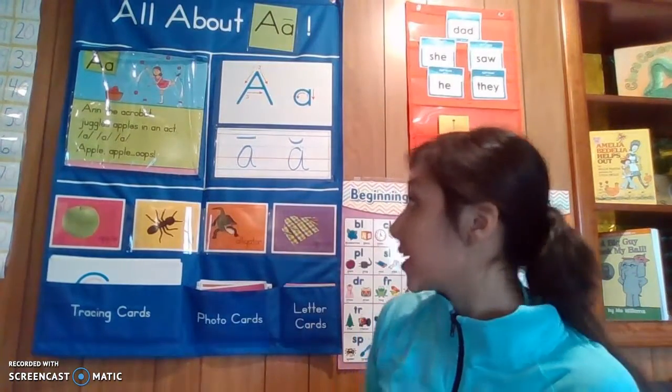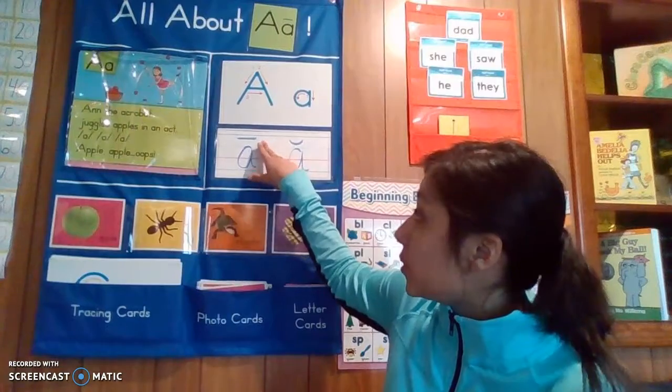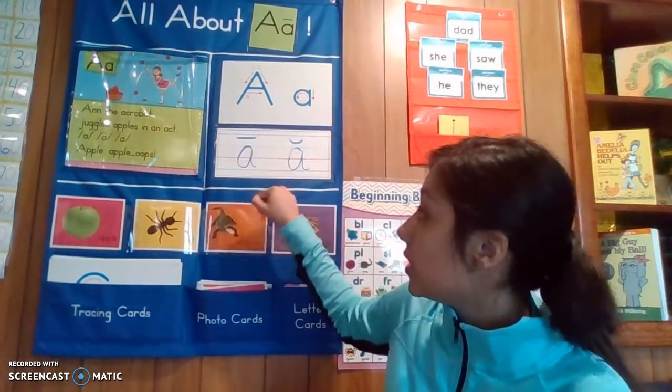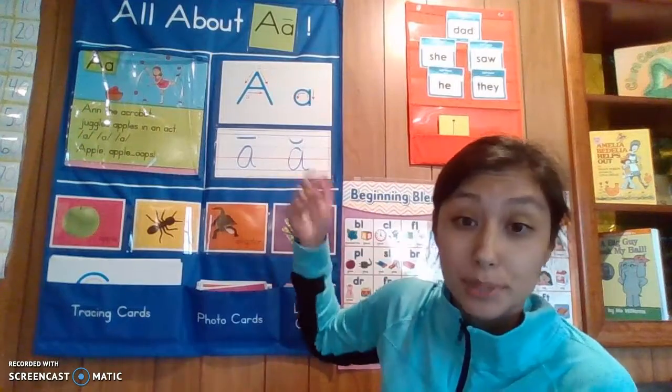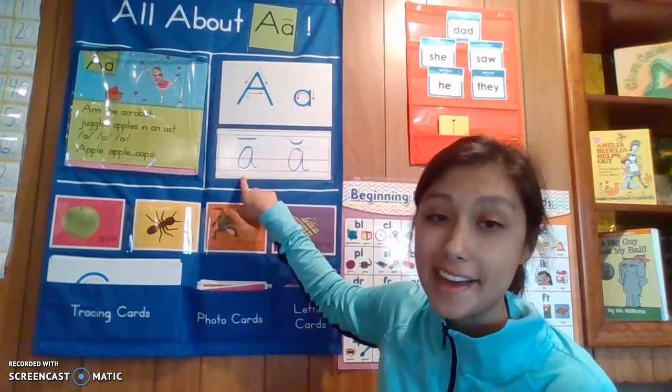Something we haven't talked about yet is that A also makes a different sound. Remember this symbol here? We have a line over it. That means we have to say the letter's name. So sometimes A simply says A. So we're going to say A, such as in this picture.